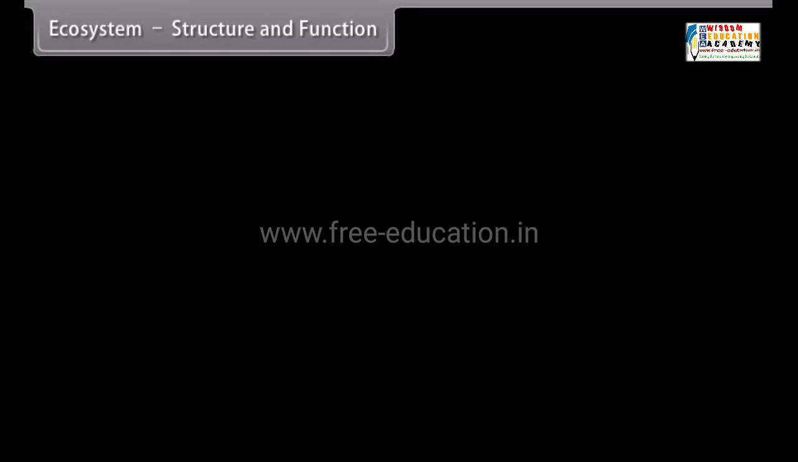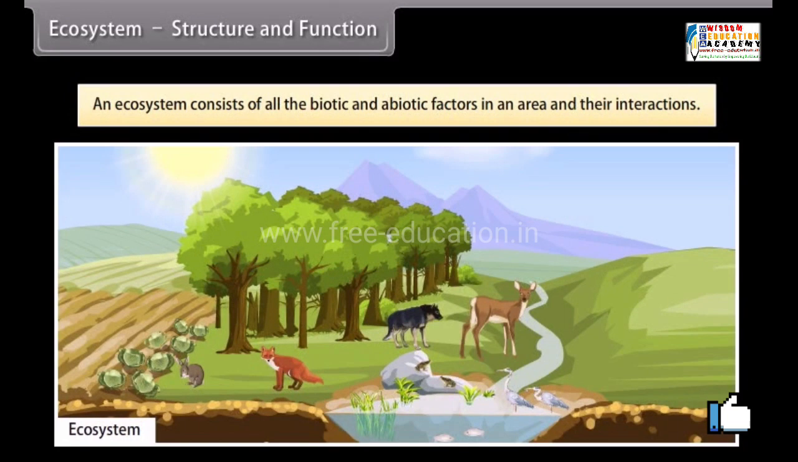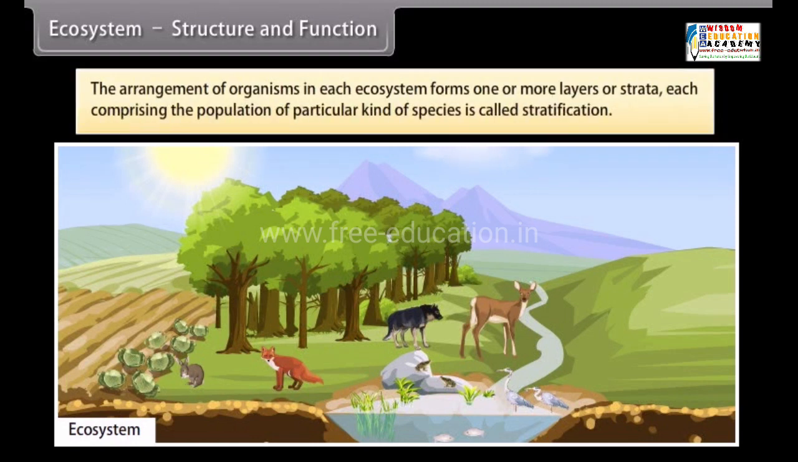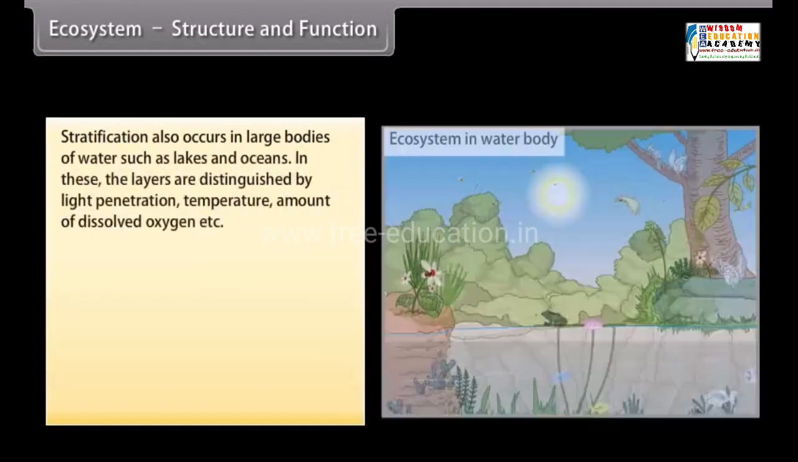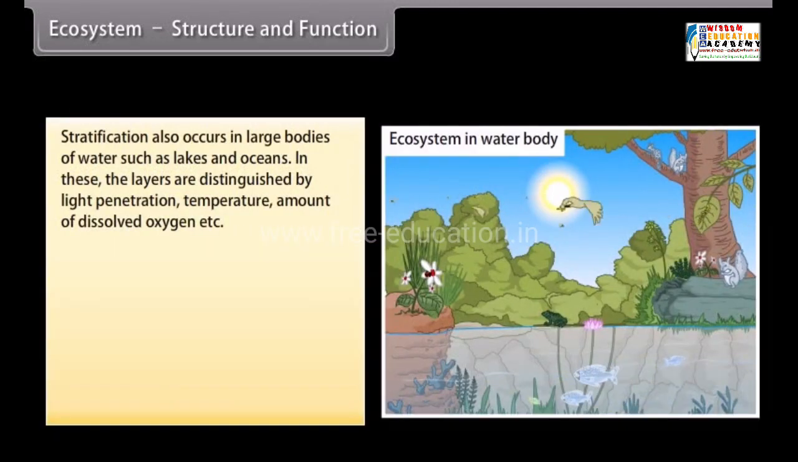Ecosystem, structure and function. An ecosystem consists of all the biotic and abiotic factors in an area and their interactions. The arrangement of organisms in each ecosystem forms one or more layers or strata, each comprising the population of a particular kind of species, is called stratification. Stratification also occurs in large bodies of water such as lakes and oceans. In these, the layers are distinguished by light penetration, temperature, amount of dissolved oxygen, etc.